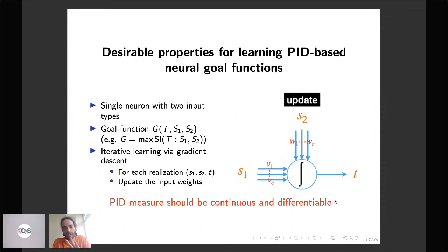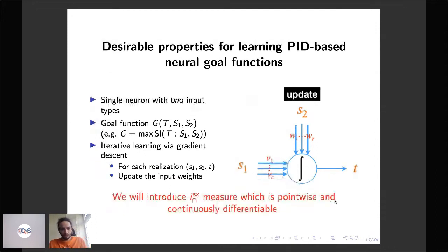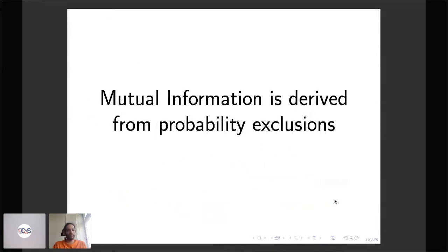And this is just one example. There are plenty of examples. If you try to apply PID, you would see that you need these two properties, especially in neuroscience: pointwise and differentiability. So I'm going to introduce I_SX, the redundancy, or shared information, based on shared exclusions. The SX stands for the shared exclusions measure, which is pointwise and continuously differentiable. In order to define this, I'm going to try to explain the idea of mutual information being derived from probability exclusions.